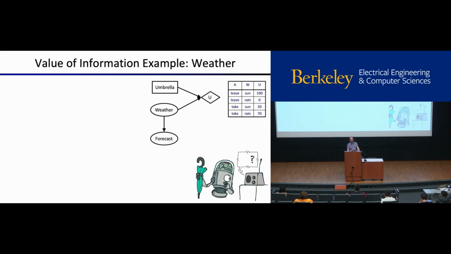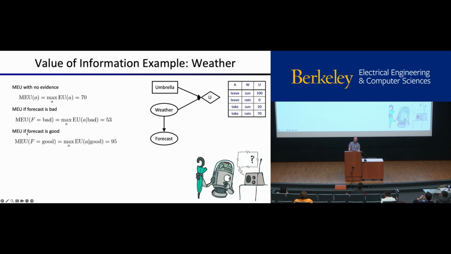So here's a value of information example with the weather. The maximum expected utility with no evidence, as we calculated before, was 70. The maximum expected utility if the forecast is bad, as we calculated before, is 53. Now we can calculate the same thing if the forecast is good. That's 95. And let's say this is the probability distribution over what the forecast is. 59% chance it's good, 41% chance it's bad. What is going to be the maximum expected utility of observing the forecast?